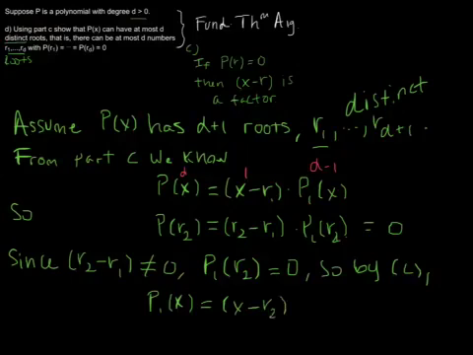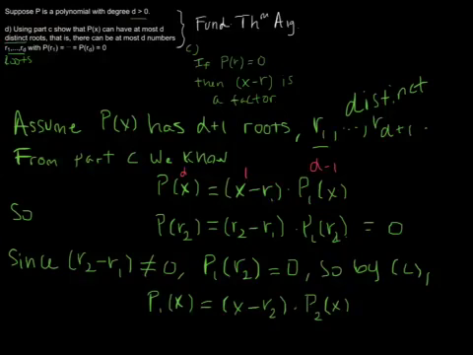So we take x minus r2, and we'll multiply, right? X minus r2 is a factor, and that means it goes in evenly, so we must be able to get back p1 of x by multiplying x minus r2 by some other polynomial. We'll call it p2 of x. Okay? Now it's important to note the degree of these polynomials. What is the degree of p2?